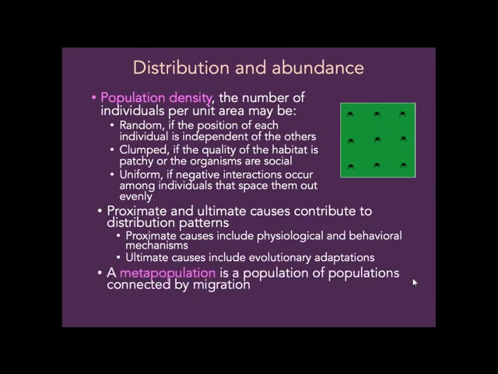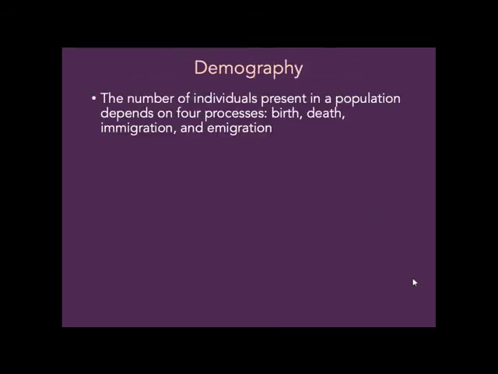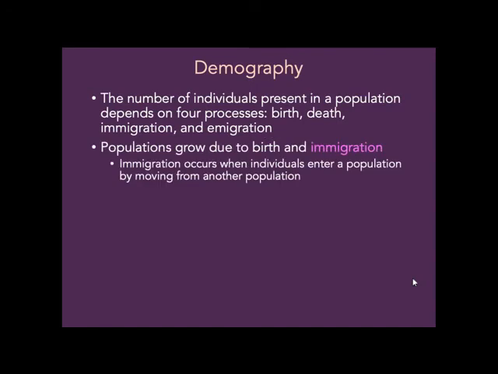We will talk a bit about a metapopulation throughout this lecture and the next couple of lectures. A metapopulation is a population of populations, and the populations are connected by migration. We will also be talking about demography, which refers to the number of individuals that are present in a population. The demography of a population is going to depend on births, deaths, immigration, and emigration.